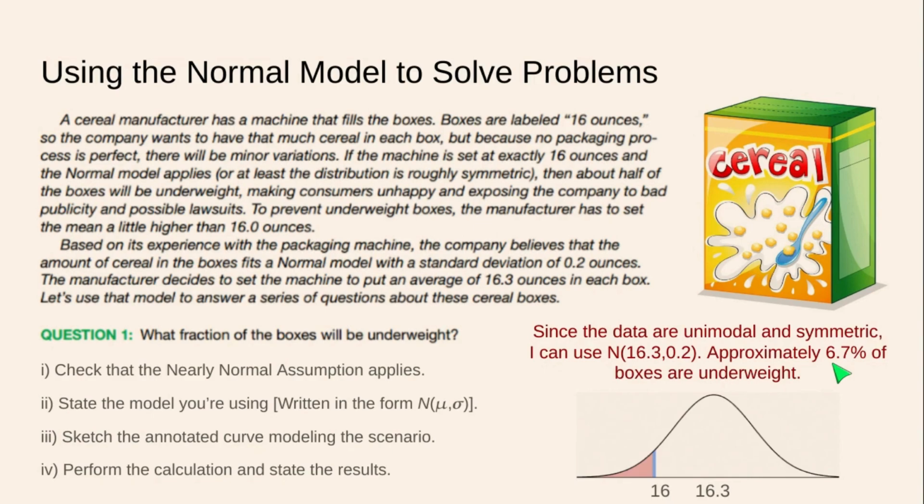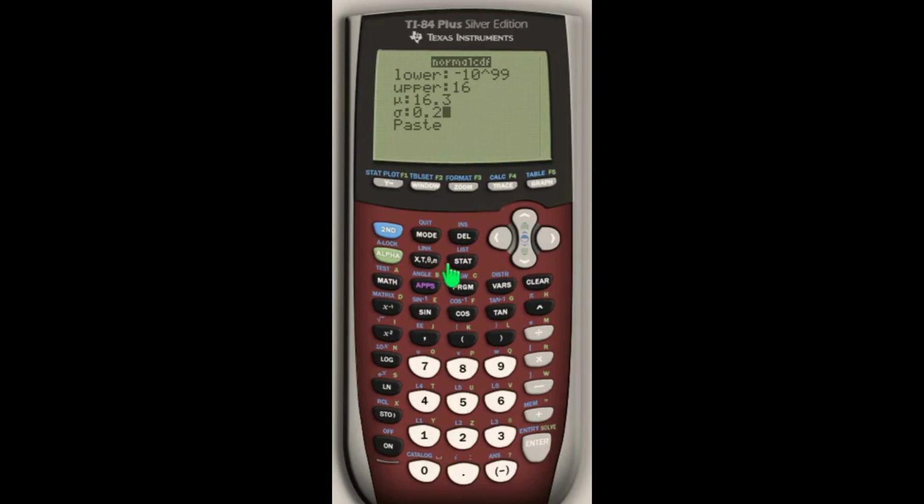And I'll show you how to do it on the calculator. So we're here at the graphing calculator, and I have the normal CDF up, or finding a probability given a cutoff. We have our arbitrarily low number here. There's no bottom cutoff. The upper cutoff would be 16, and mean is 16.3, standard deviation is 0.2. Time to hit paste and let the calculator do the rest. And there you go, about 6.7%.